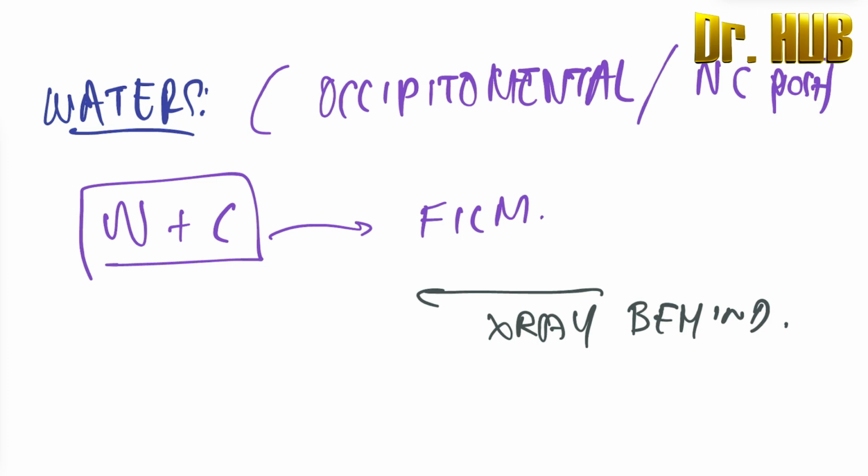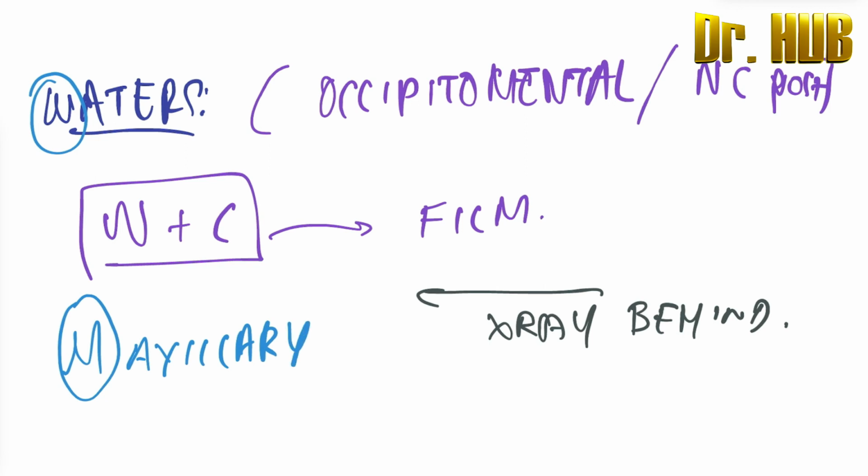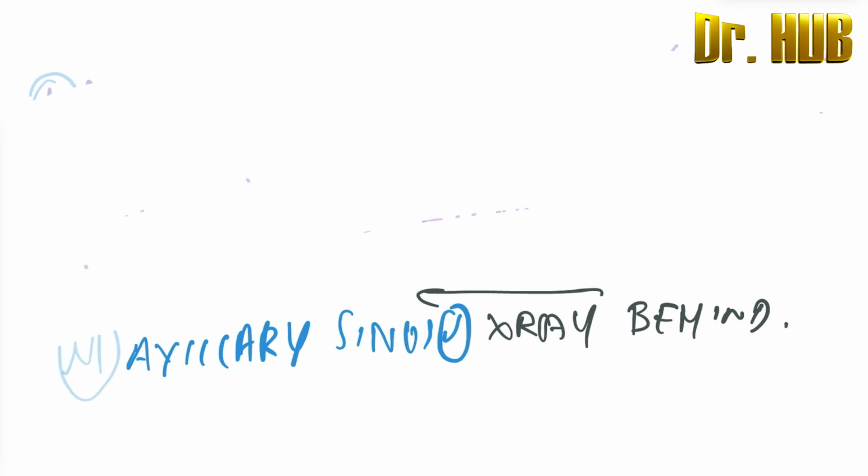So what are the structures seen in the Waters view? If you invert it, it will look like a name. This is the maxillary sinus. The maxillary sinus is best seen in the Waters view.